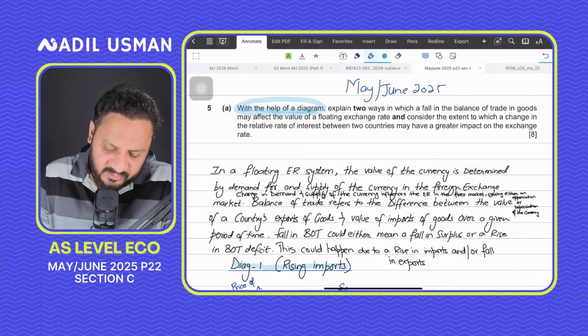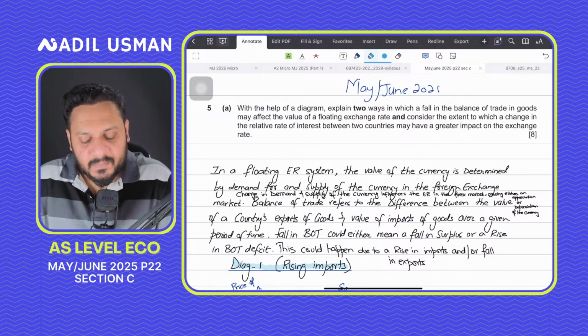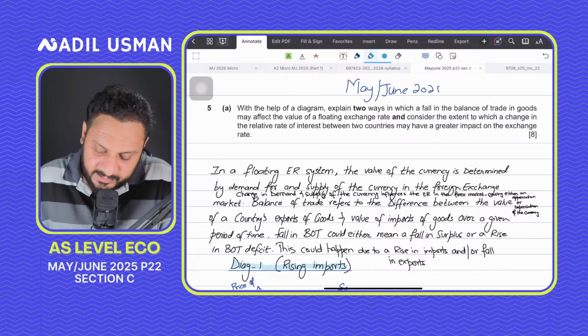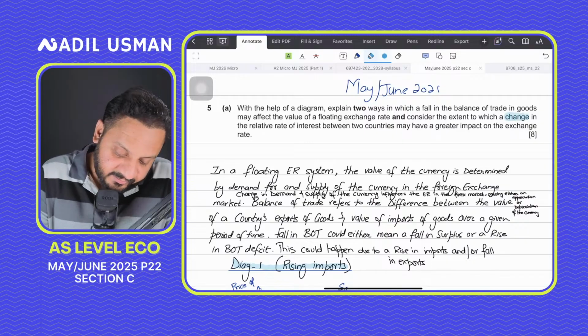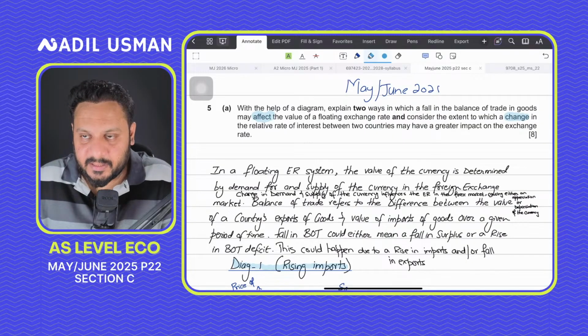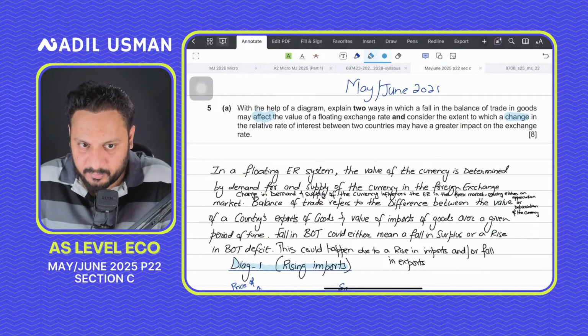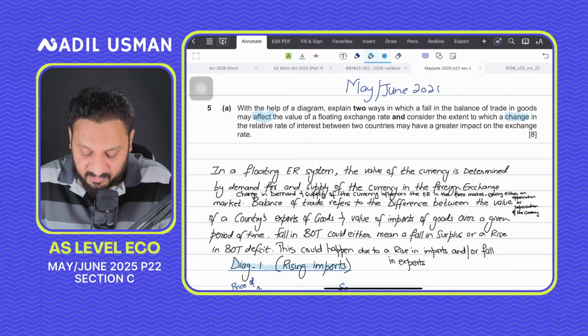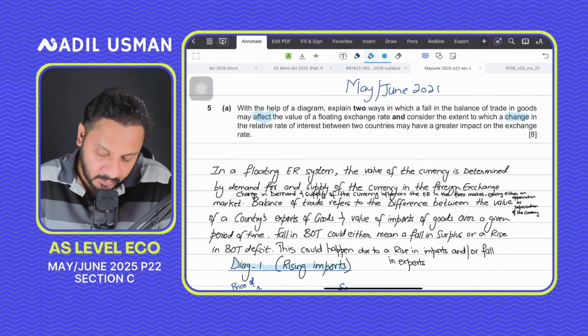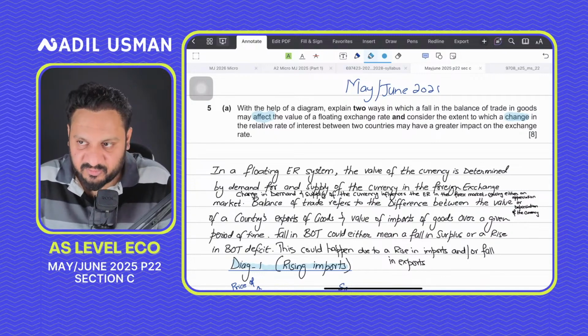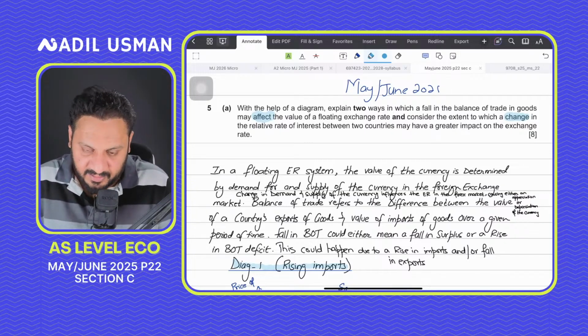Okay, now guys, remember that whenever you see a word that has to do with change, or whether it says affect, it could be something that could increase or decrease, or it could have a positive or negative effect, or both. So make sure that you're explaining both. So affect could be both ways, right? Could be increasing or decreasing, and positive or negative both, right? And consider the extent to which a change, similarly a change could be either in the upward direction or in the downward direction. So you need to identify which change is applicable over here.